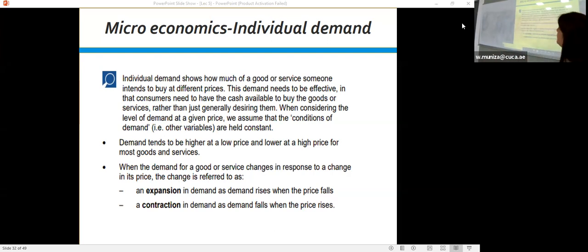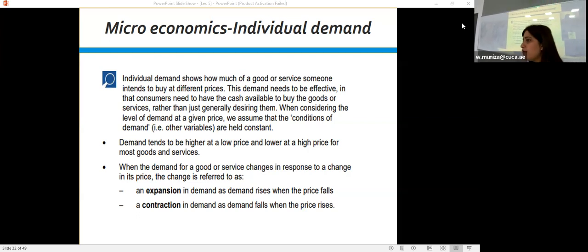So individual demand shows how much of the good or service someone intends to buy at different prices. What is the intention of the consumer for buying different goods or services? This is the demand simply. This demand needs to be effective in that consumers need to have the cash available to buy the goods or services rather than just generally desiring them.